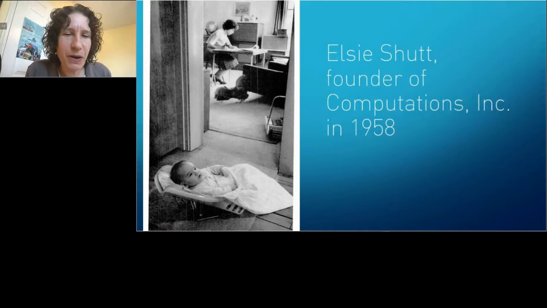So they set it up so that their employees could do the initial coding at home on paper, which was typical of the time, using coding sheets. And then they would come to the client's facility periodically to run the programs on the actual computer.